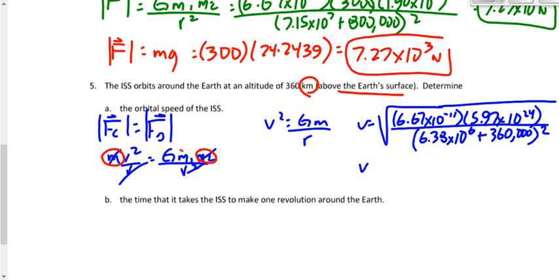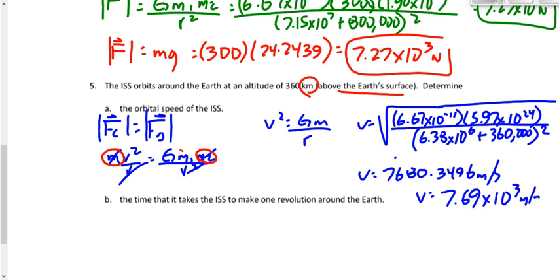V is 7680. Let me rewrite that so you can read it. 7680.3496 meters per second. That's like 8 digits. Why did I write down the unrounded number? Alexis, why did I write down the unrounded number there? Yeah, odds are I will need it in question B, right? But the rounded number to 3 digits is 7.69 times 10 to the 3 meters per second.